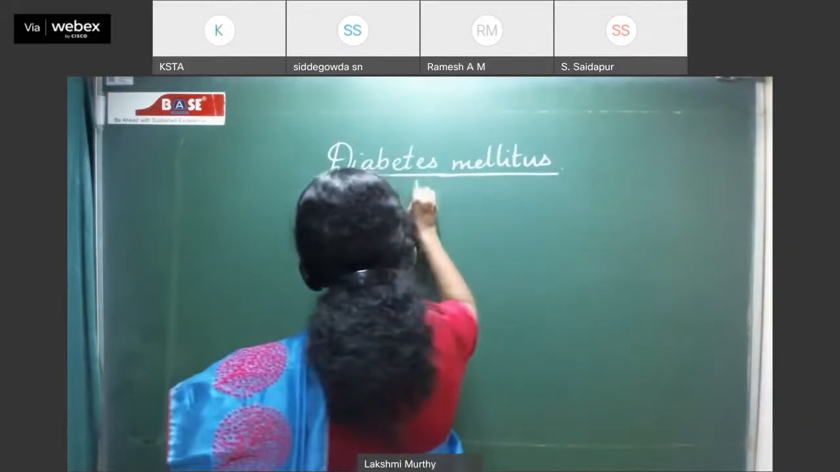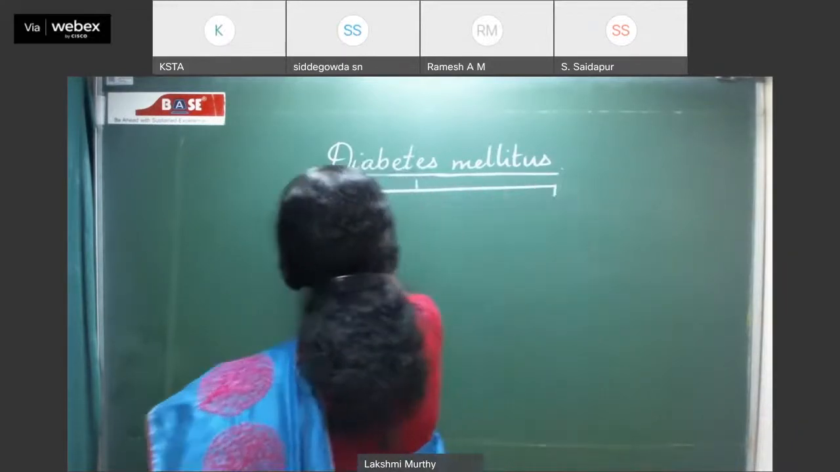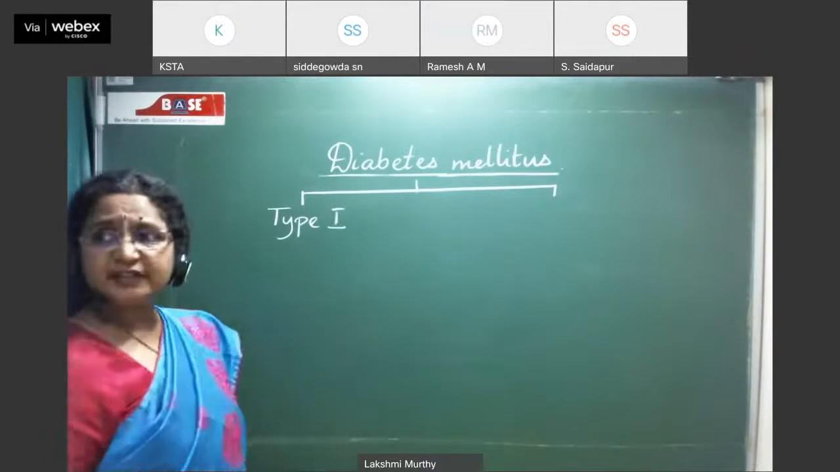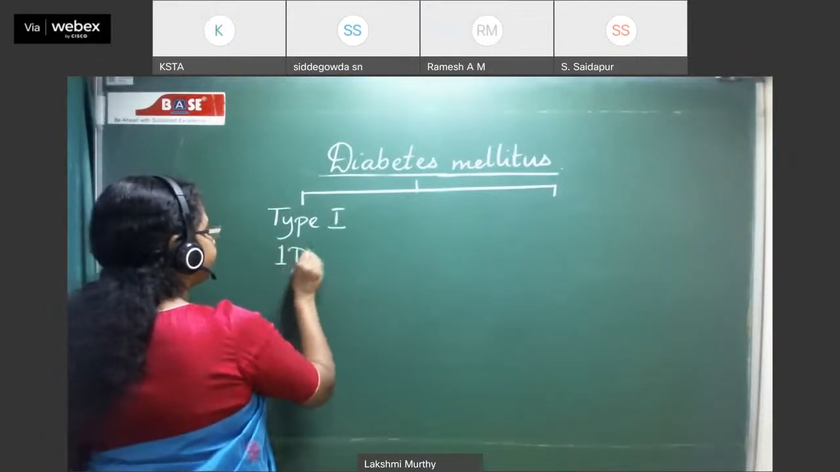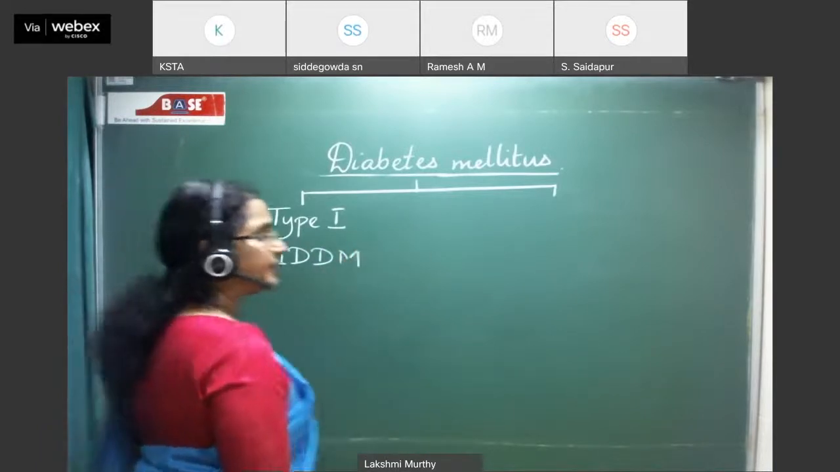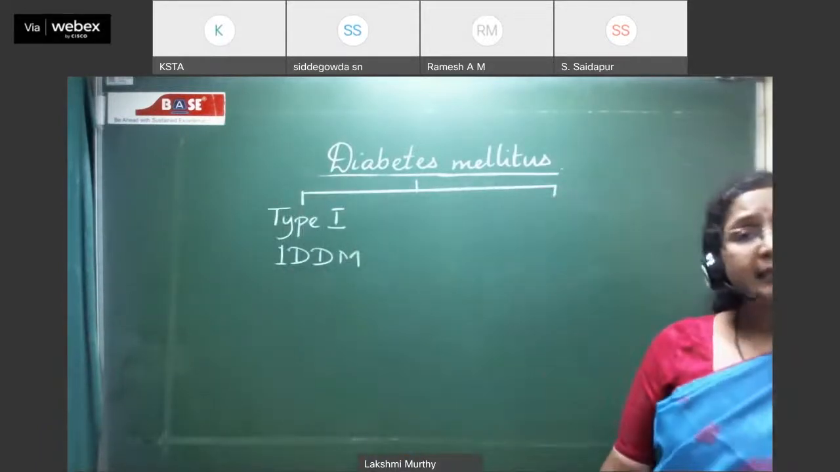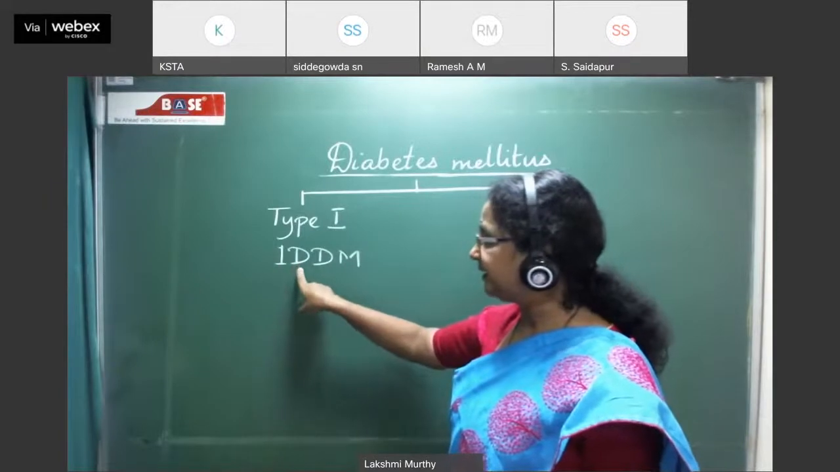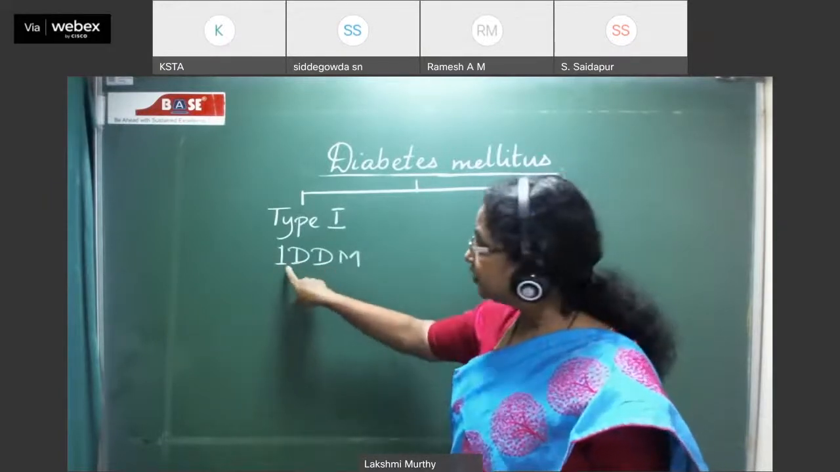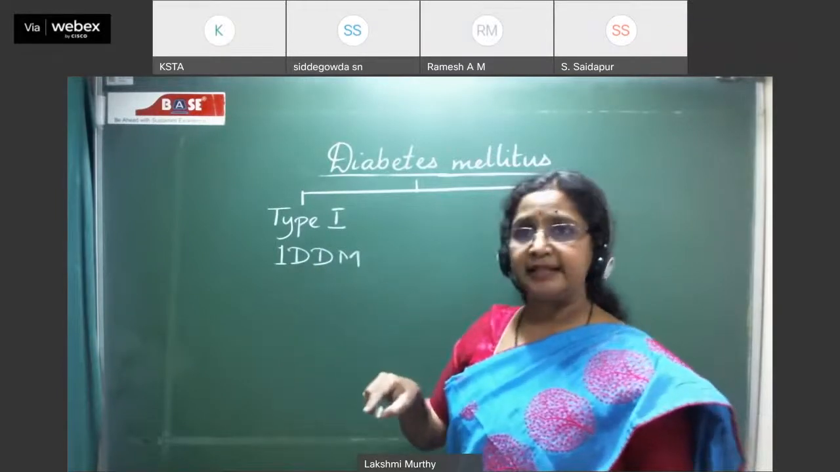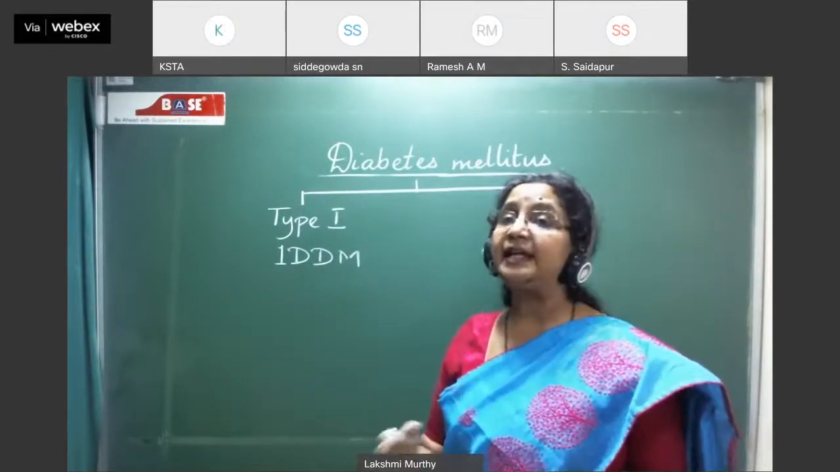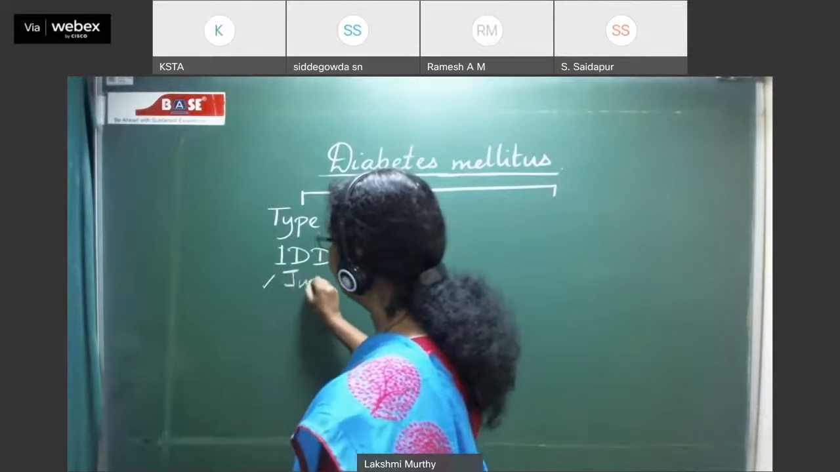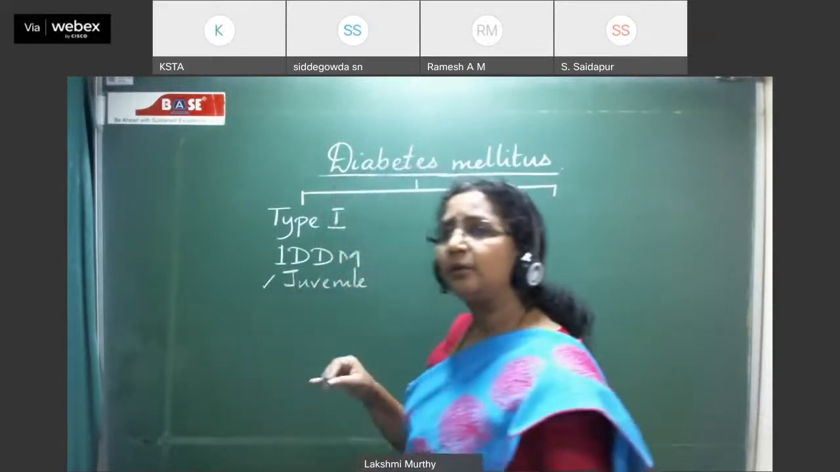So diabetes mellitus can be classified into two categories. Type 1 diabetes mellitus is called IDDM. What is this IDDM? Type 1 diabetes mellitus, IDDM, means insulin dependent diabetes mellitus. Or we also call it juvenile diabetes. Insulin dependent diabetes mellitus is also referred to as juvenile diabetes. Juvenile means young people, correct?